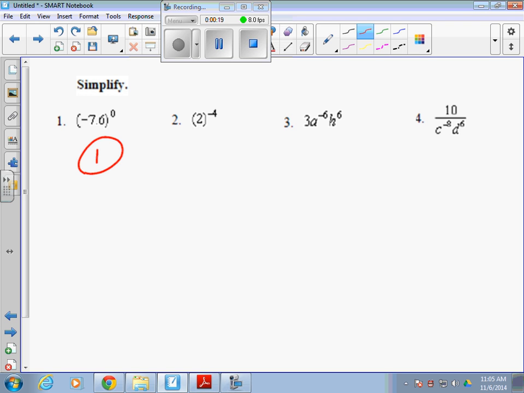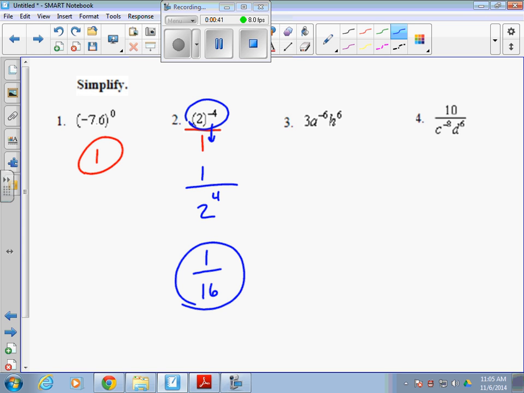2 to the negative 4th power. Remember, anything to the negative power, all it means is that it's going to ride the elevator. It's at the top. Since it's over 1, it goes down. It becomes 1 over 2, now to the positive 4th power. 2 times 2 is 4, times 2 is 8, times 2 is 16. 1 over 16 for number 2.